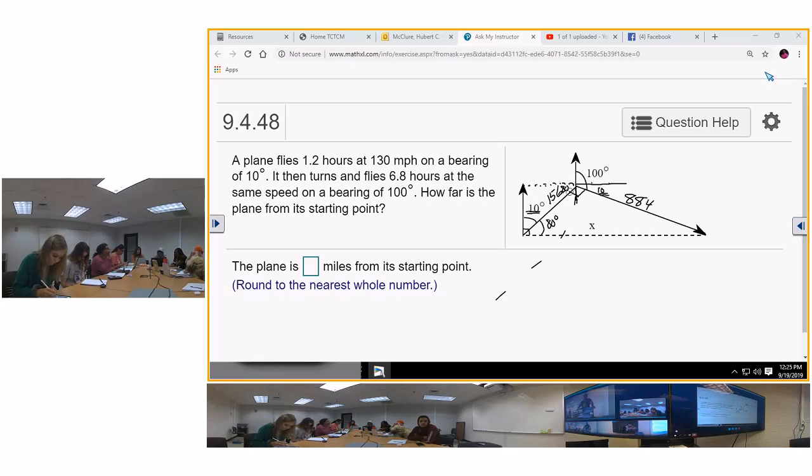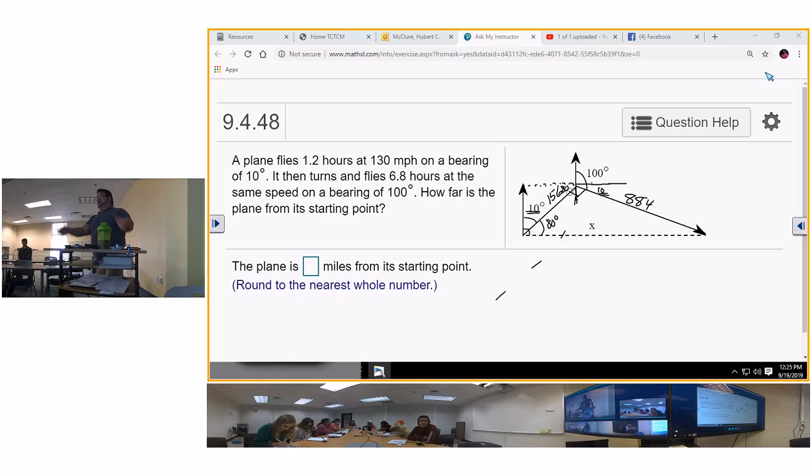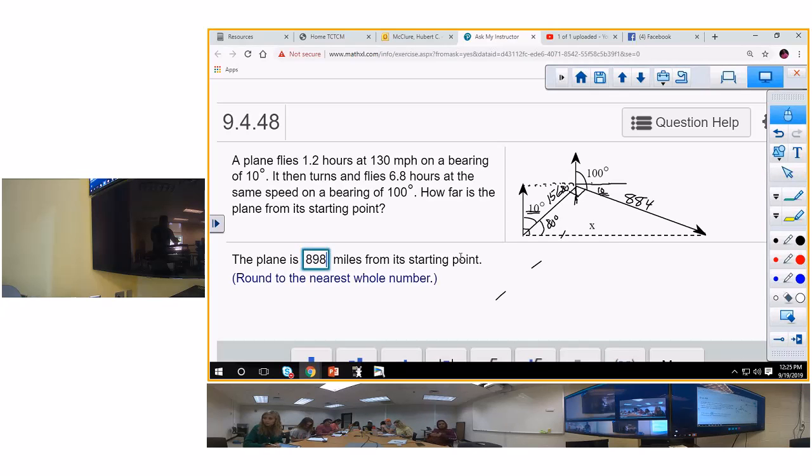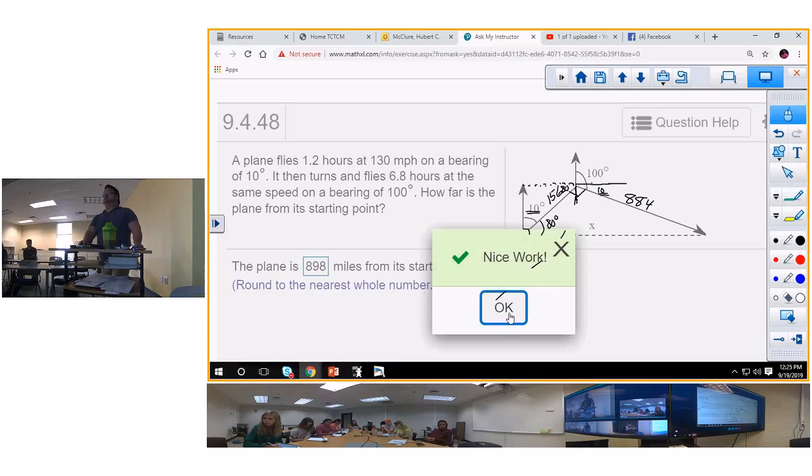This is a drill to see if you can actually figure out the puzzle. So somebody take 884 squared plus 156 squared and take the square root of it. Tell me what you get. 898. Somebody got 898? And we feel good about ourselves.